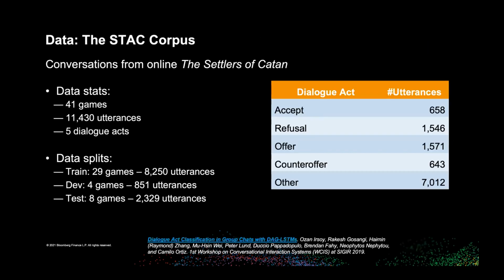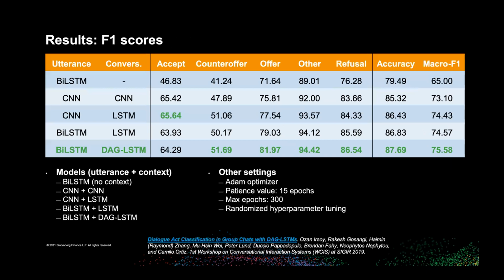And so we've built a system internally, but in order to publish results, we used a publicly available corpus, which is the Settlers of Catan dialogue corpus. In this data, there are about 41 games, 11,000 utterances, and 5 dialogue acts. And pleasingly, the conversations on Settlers of Catan are actually fairly similar to the conversations in a financial context, where instead of asking what's your price for this particular bond, it's do you want to trade a wood for a weed? And so they built a number of machine learning systems on top of this, and the bi-LSTM with the DAG-LSTM for the dialogue acts achieved the highest accuracy.